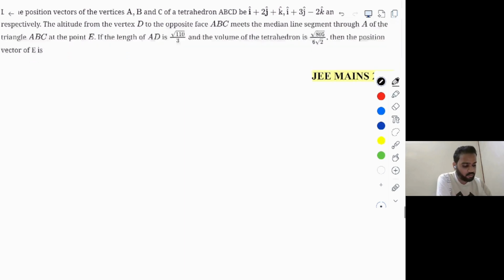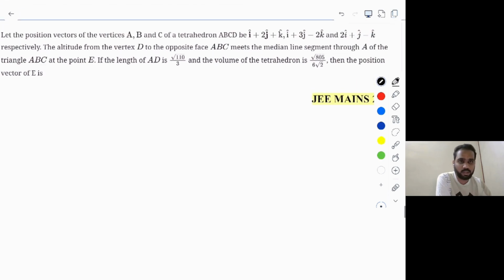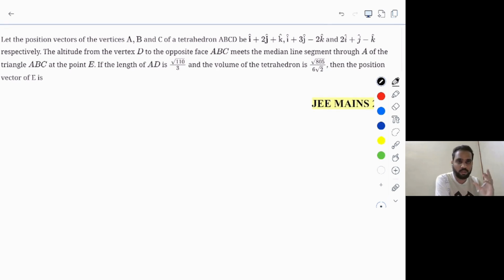Now this is a question from last year's JEE Mains, and one of the interesting questions which was asked last year. So let's try to concentrate on this because a lot of concepts and calculations are involved in this one. Right. So the question is, let the position vectors of the vertices A, B, and C of a tetrahedron ABCD be given. So vertex A is given, vertex B is given, vertex C is also given. So the only thing not given is vertex D here.